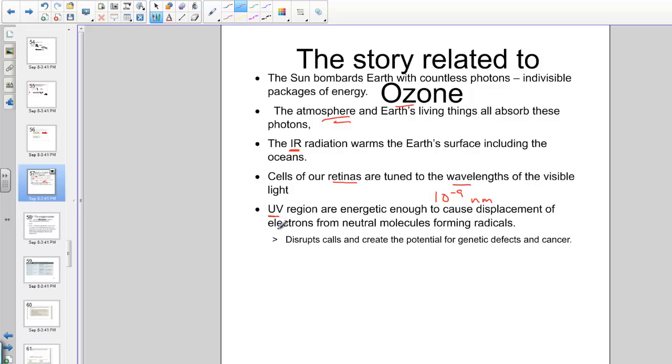The ultraviolet region is energetic enough to cause displacement of electrons from neutral molecules, causing radicals. And that's of importance to us because if we get bombarded with so much UV radiation, ultraviolet radiation, it can cause genetic mutations, skin cancer, or other types of cancers as well. We need protection from the UV light. Now remember the spectrum. We had Roy G. Biv.